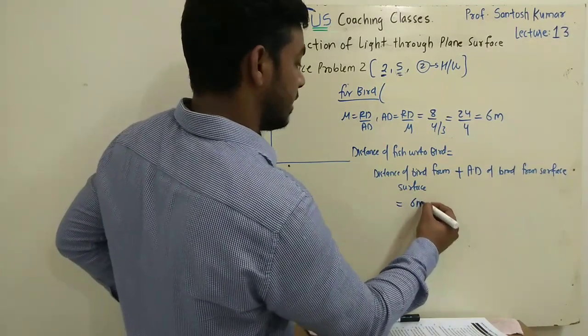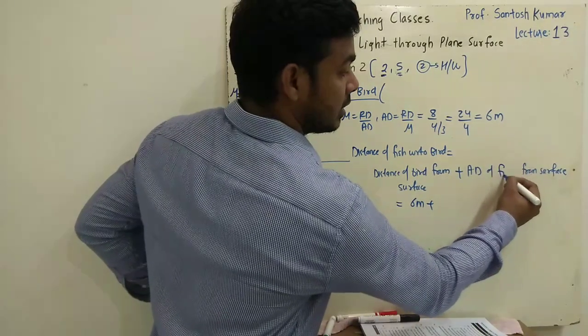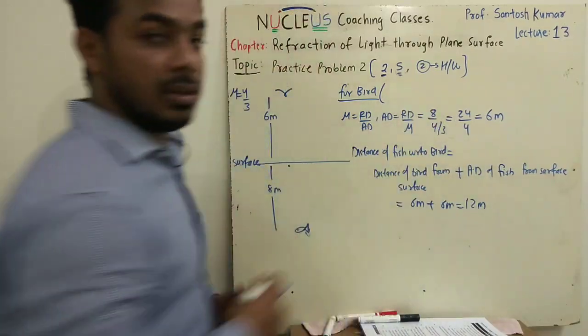It is 6 meter. What is the apparent depth of fish from the surface? It is 6 meter. So it will be 12 meter.